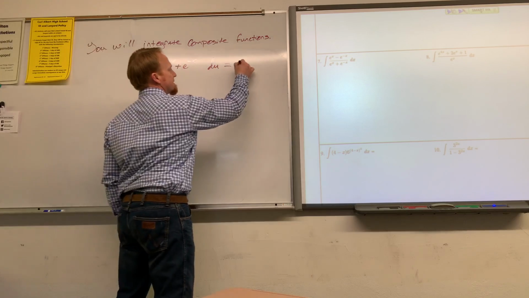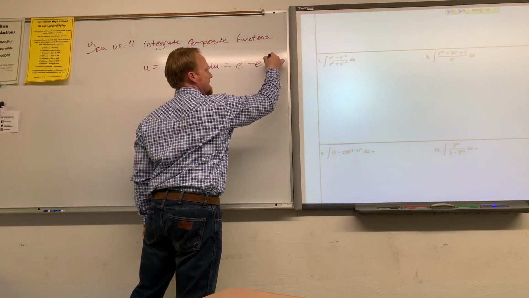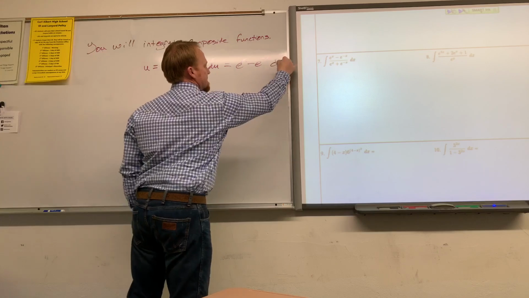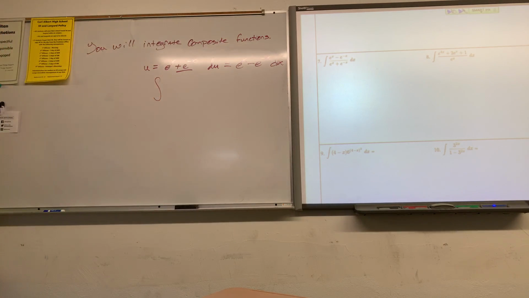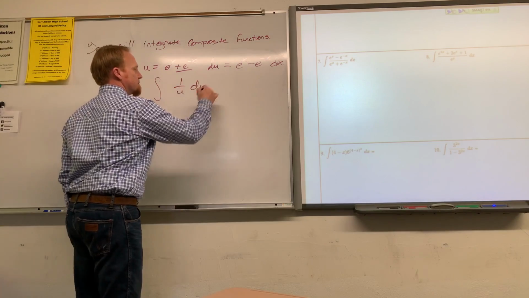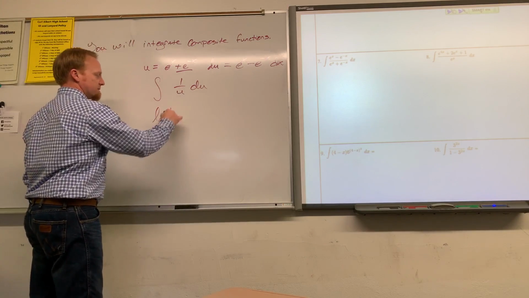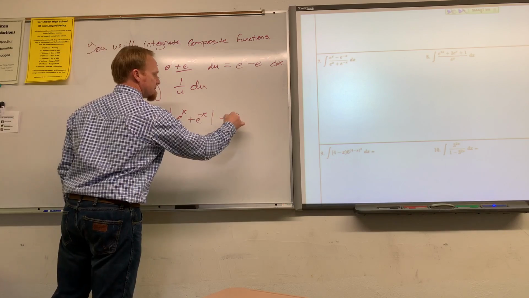The derivative of e to the x is e to the x. The derivative of e to the negative x is negative e to the negative x dx. It started out as plus, so the derivative works out. What's my new integral look like? 1 over u du. So we're looking at the natural log of u, which is e to the x plus e to the negative x plus c.